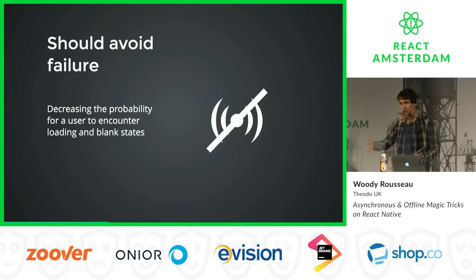You can go as far as you want depending on the budget and the time you want to spend on it. And the idea is you want to decrease the probability of the user facing a state where the app is not functioning in an optimal manner. So there's 2 different aims, which is why I wanted to start with that.